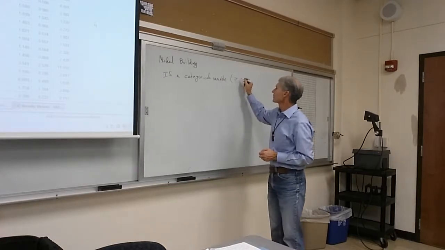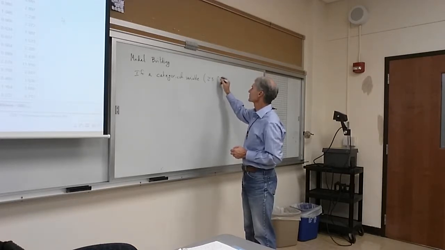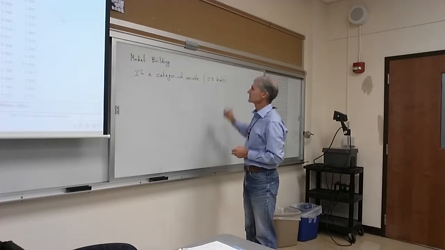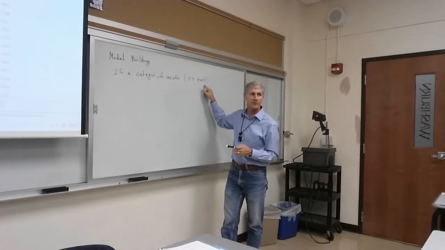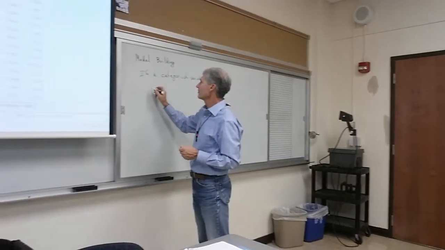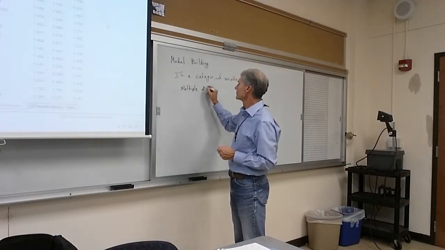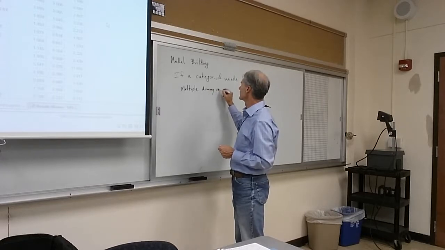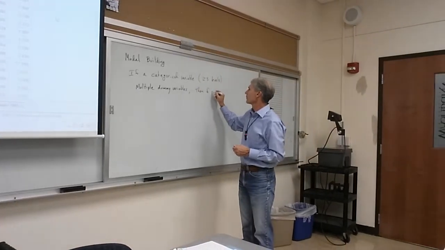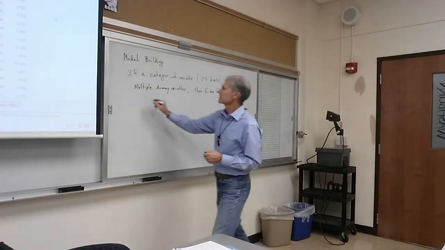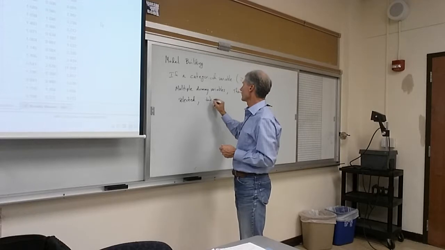and I'll say greater than or equal to 3 levels, because if it's 2 levels, then this issue doesn't come into play. But if it's a categorical variable with greater than or equal to 3 levels, so you have multiple dummy variables, then if one is selected, take them all.